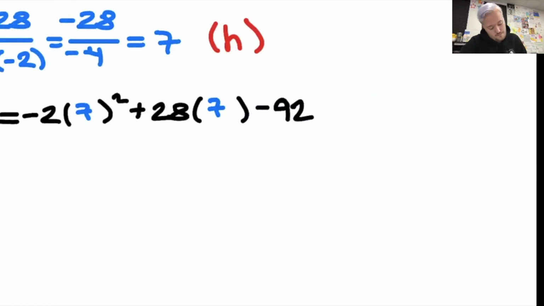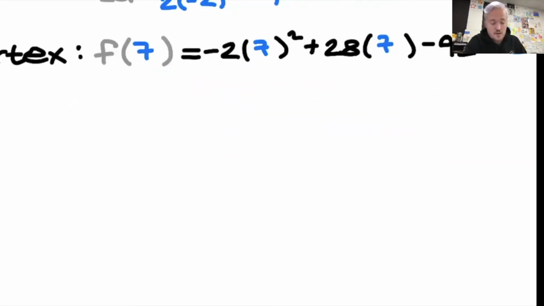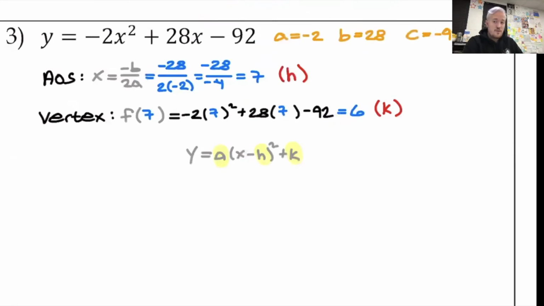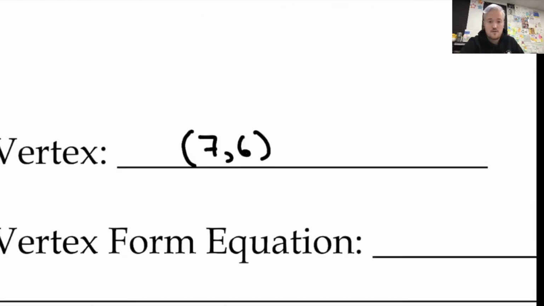All right, so you get equals 6. And that is your K value. All right, so now we need to find the vertex form. My brain just stopped working for a second. All right, so y equals a parentheses x minus h all squared plus k. So as always, I'm gonna sound like a broken record saying this, we're only plugging in for a, h, and k. All right, so remember your h and your k represent your vertex. So 7 and 6 are your vertex. 7, 6. That is your vertex.